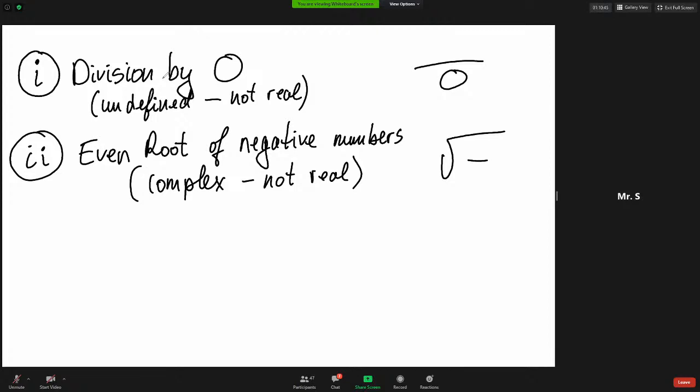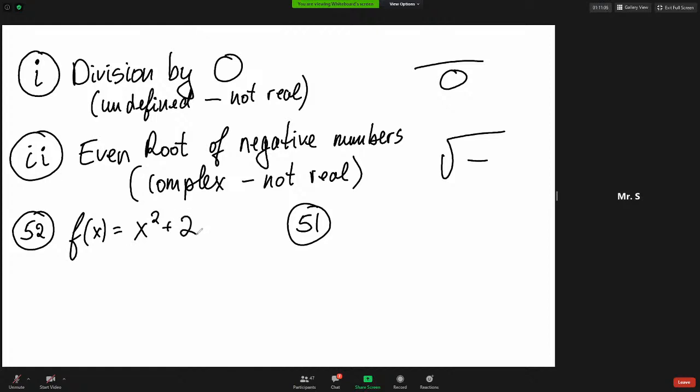I guess something like 52 or something like number 51. I don't know why they're in that order, but that's fine. I already put them like that. So 52, I have f of x is defined to be x squared plus 2. 51, we have f of x is defined as negative 5x plus 4.